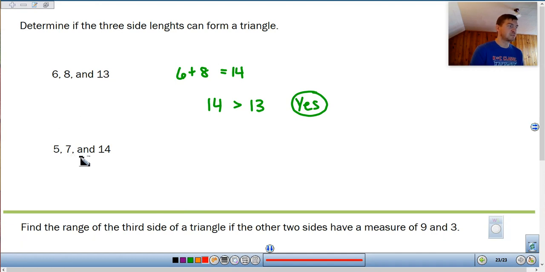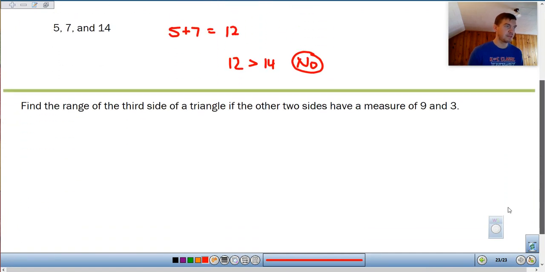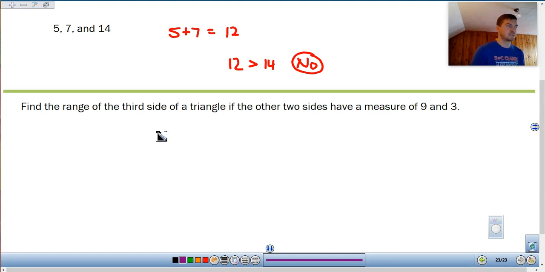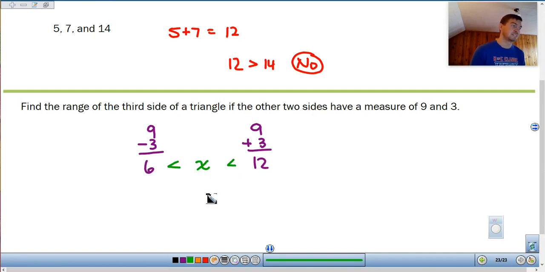And then two smaller ones here would be 5 and 7. We add those together, we get 12. Is 12 greater than 14? The answer to that is no. And we have two side lengths, 9 and 3. We are asked, what's the range of the third side? The quick way to do that was to take the two numbers, subtract them, take the two numbers, add them. You'll get two different answers. And your number, the third side, will be between that. So it's got to be less than 12, but it's got to be greater than 6.